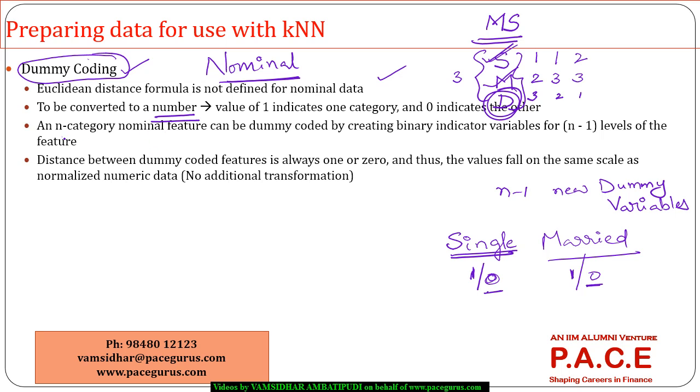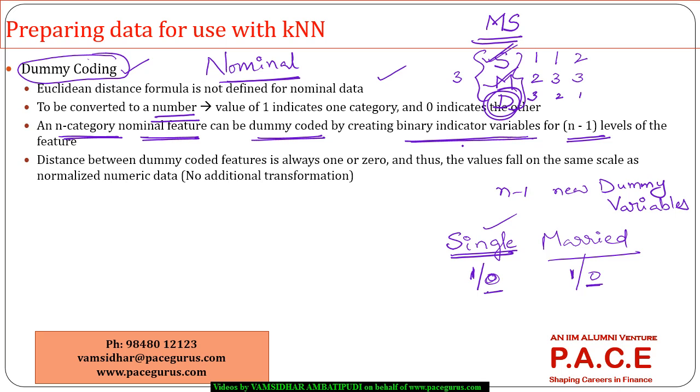So if I have an n-category nominal variable, I will be doing dummy coding. Dummy coding is nothing but values of only 1 and 0. So it's a binary indicator variable that would be created for each of such categories, and I would be creating them for n minus 1 levels of this feature. So this is a massive task for me, converting all of them into binaries before I can use the KNN algorithm on my data.